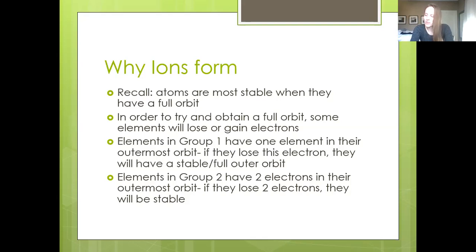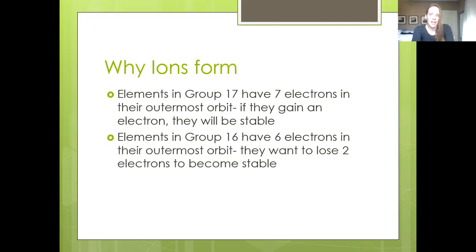And I'll go over what this will look like for all the different columns on the periodic table. If we look at our non-metals, like in group 16 and 17, those ones already have close to a full outermost orbit, so they just want to gain electrons to try and become fully stable.